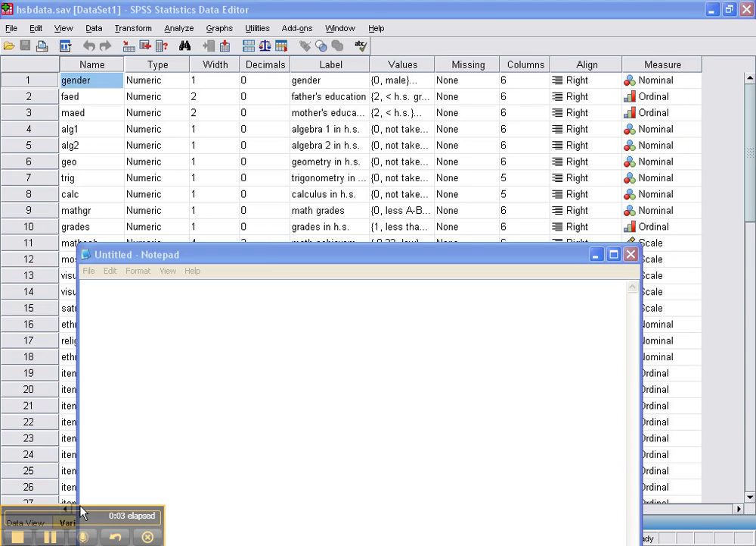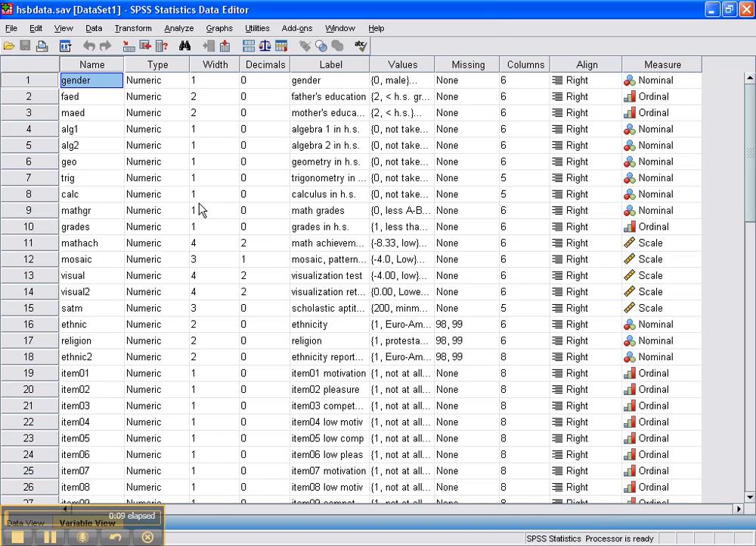Regression. I'm telling you, this software is really giving me a hard time here. It's after 1 o'clock now, so whatever.